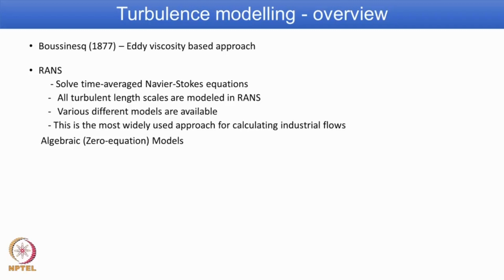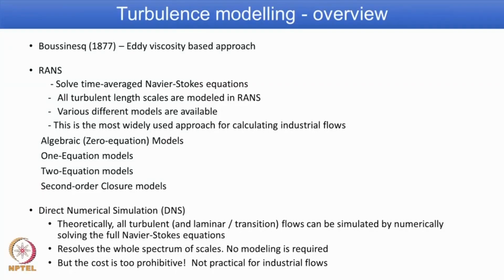You also have, under this different classification, what is known as the algebraic model or zero equation model, one equation model, two equation model and second order closure model. So, this zero equation, one equation and two equation represent the number of additional PDEs you will use to solve or to represent a turbulent flow.